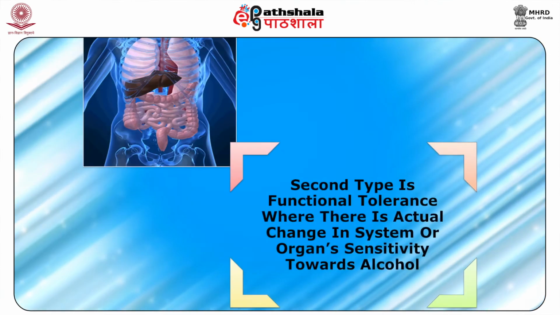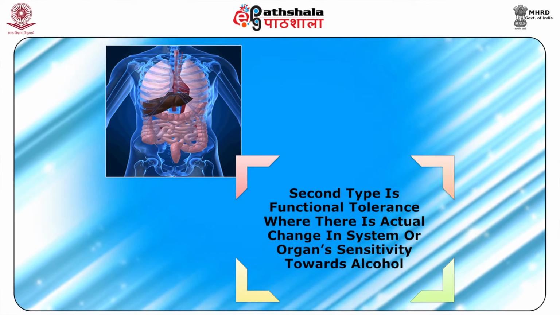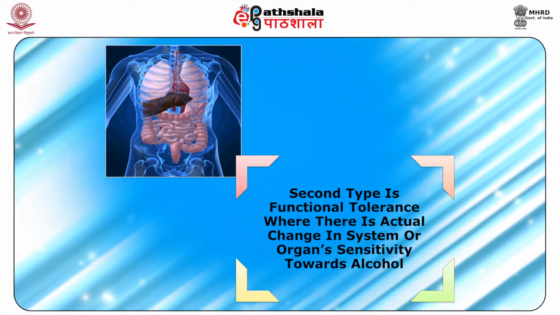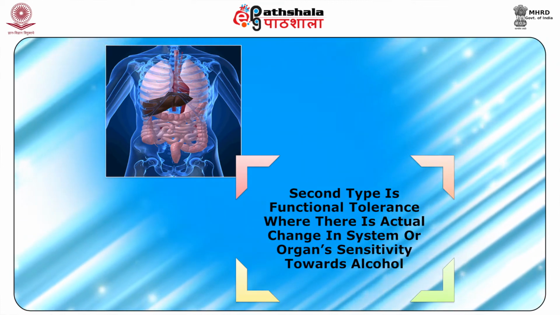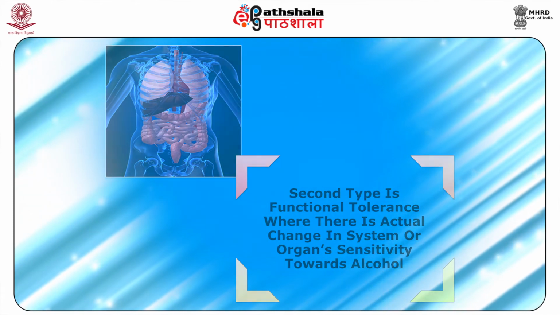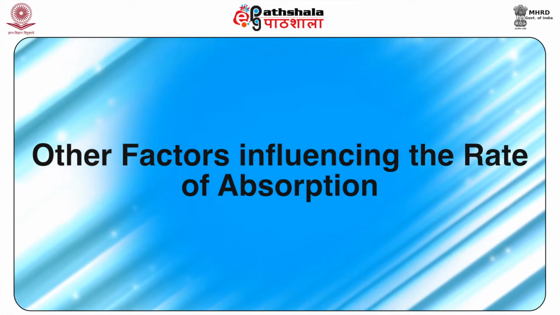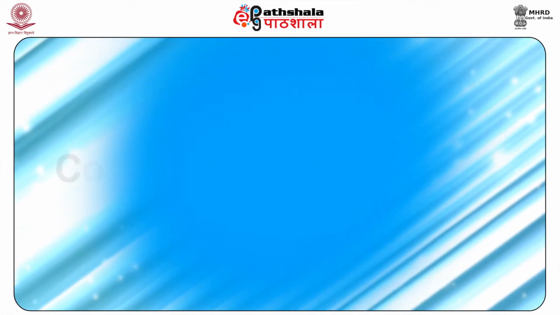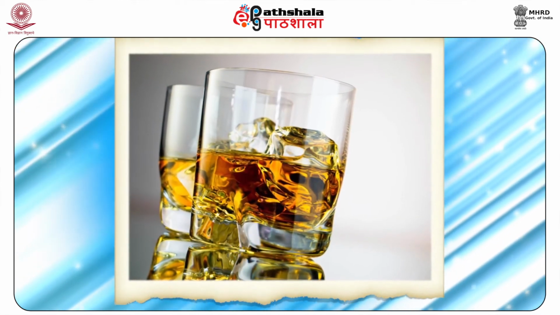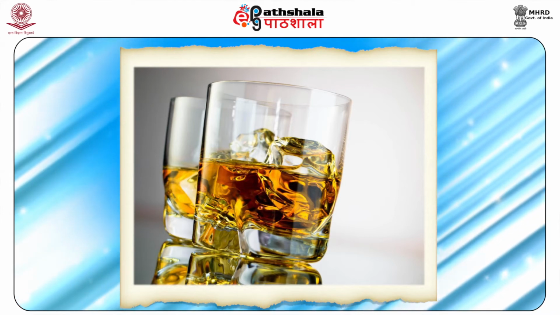The second type of tolerance, that is functional tolerance, is a type of tolerance which implies that there is an actual change in the system or organ's sensitivity towards alcohol. Other factors influencing the rate of absorption are: first is concentration of alcohol. In general, a rapid absorption results due to higher alcohol concentration.